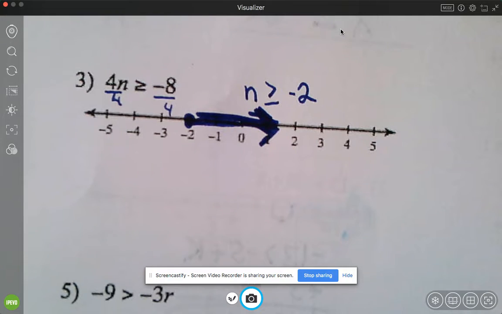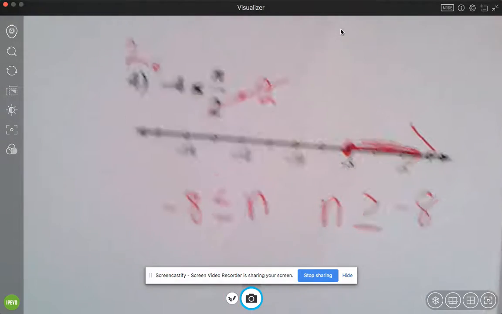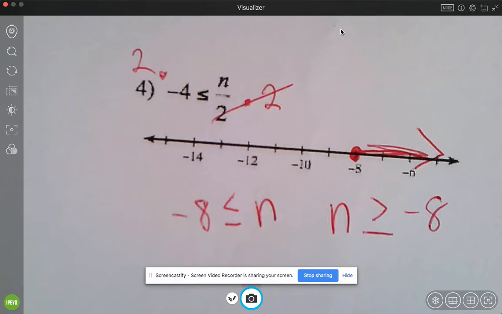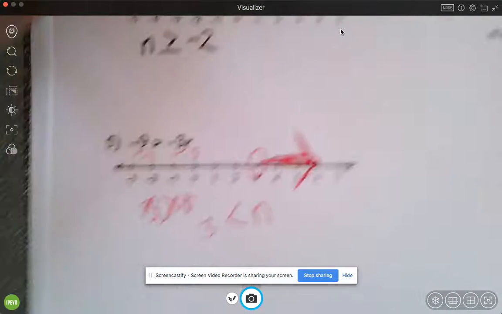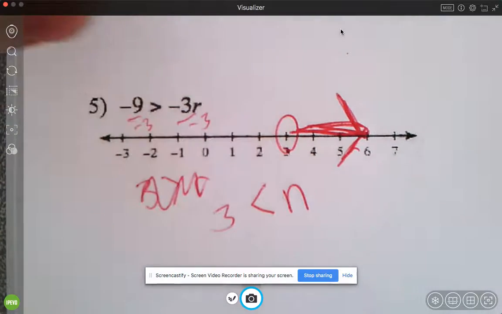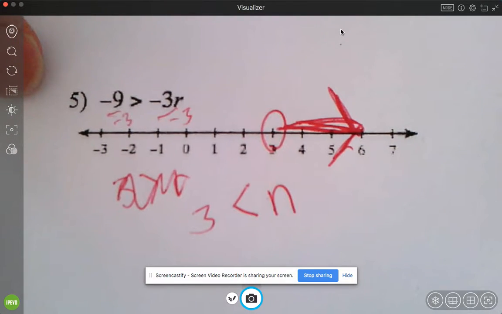Number 4, can someone tell me what they got for number 4? This one you should have got n is greater than or equal to negative 8. And this one, you did not have to change directions of the inequality because you multiplied by a positive 2. And number 5, did you have to switch directions? Yes, you did. And you got n is greater than 3 with an open dot facing that direction.